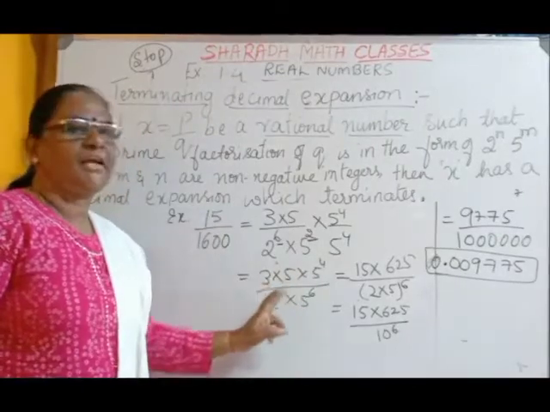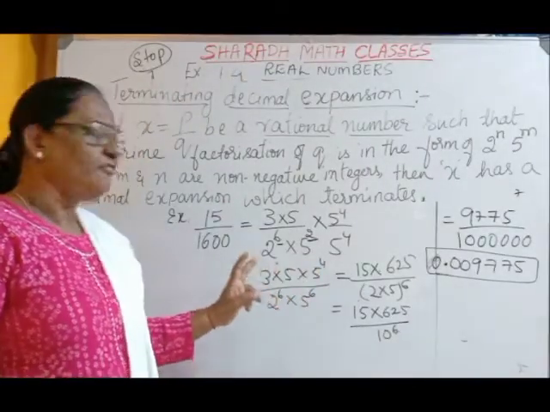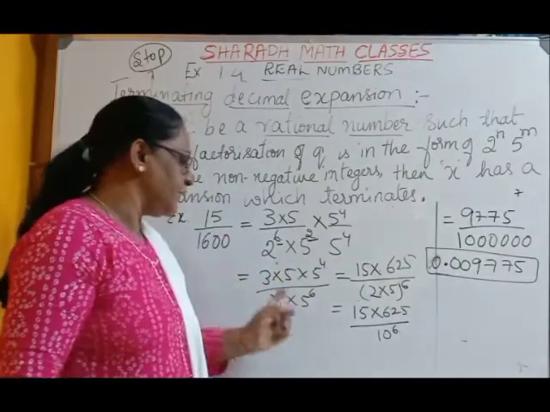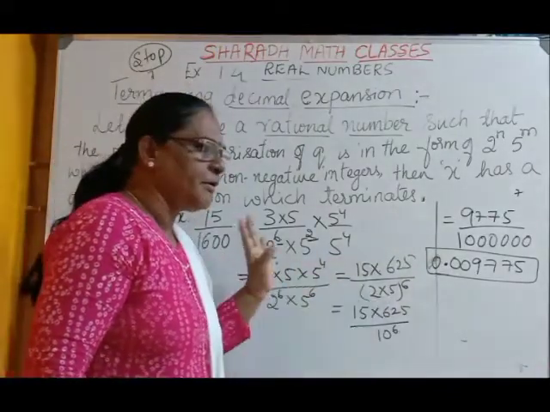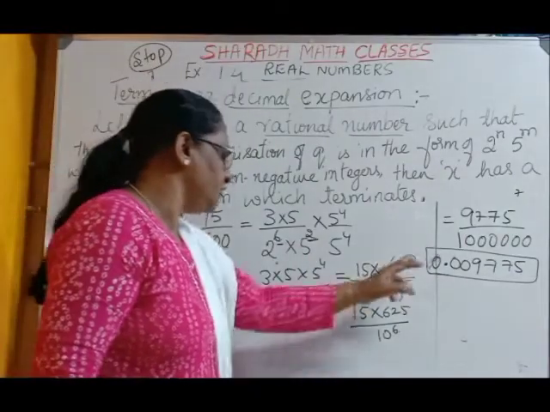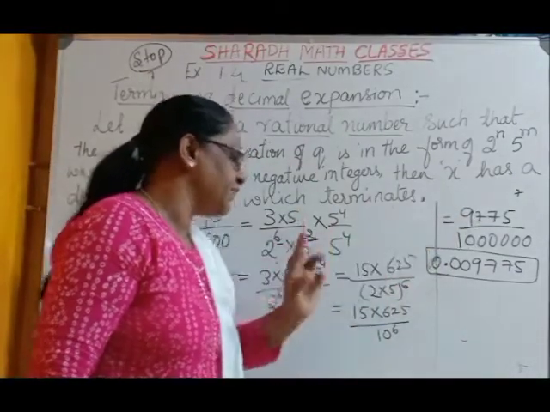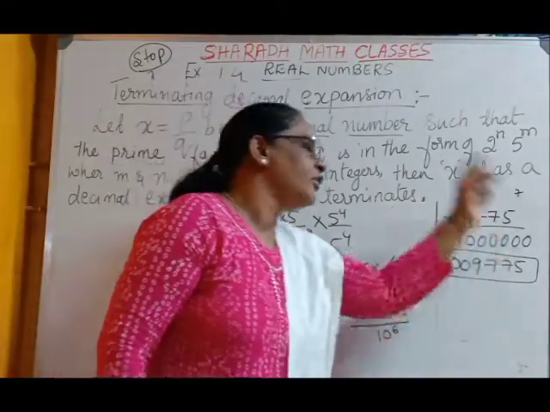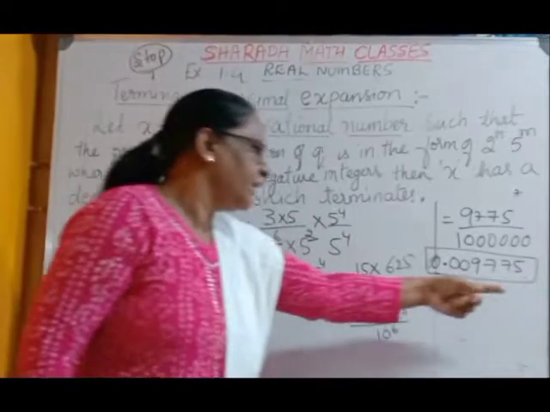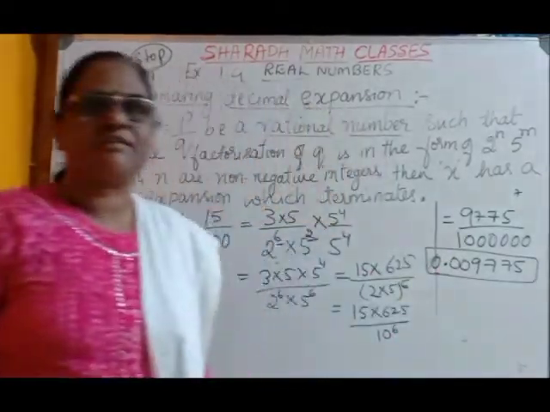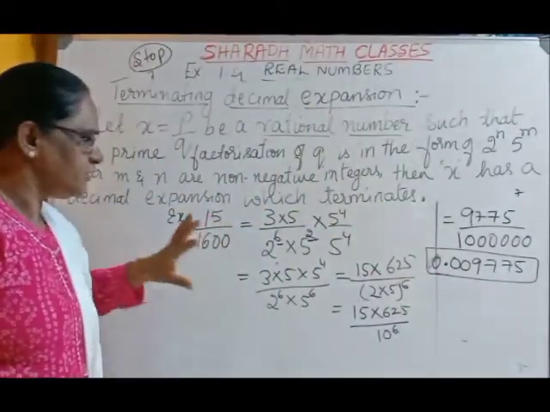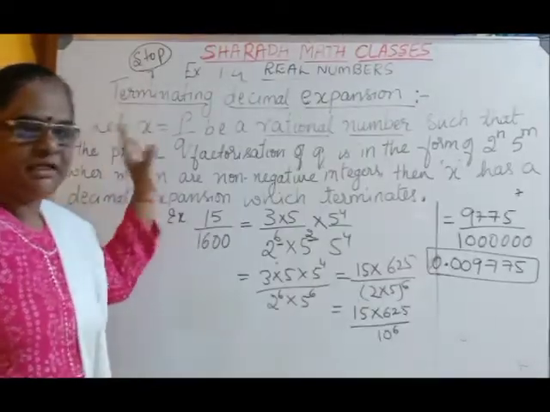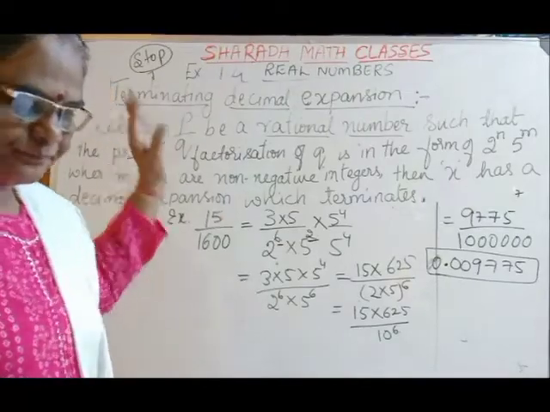Now the powers are same. I can apply the rule a into b whole to the power of n. So 15 into 625 will be your numerator. Denominator 2 into 5 whole to the power of 6. So the product of these two is nothing but 9775, and the product of 10 to the power of 6 is 1 followed by 6 zeros. Now if you divide, you will get 0.009775. So this is how you can identify whether the decimal expansion is terminating or not.